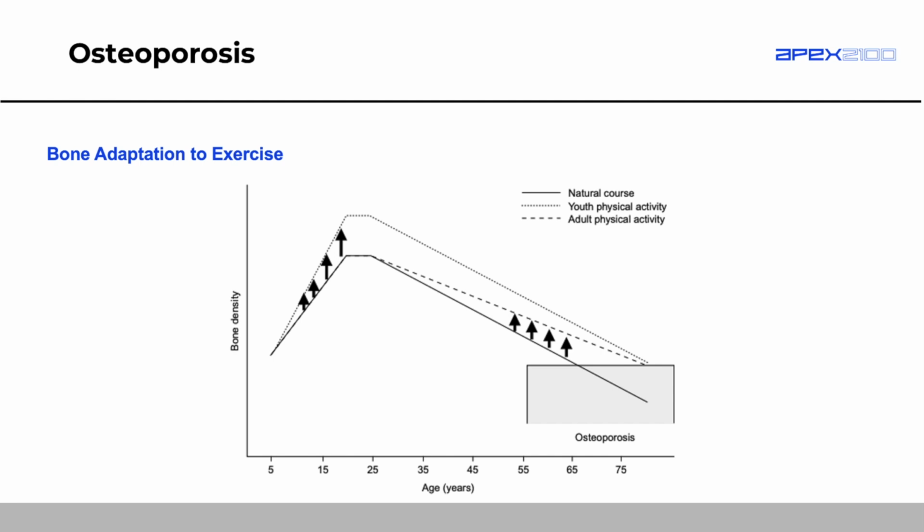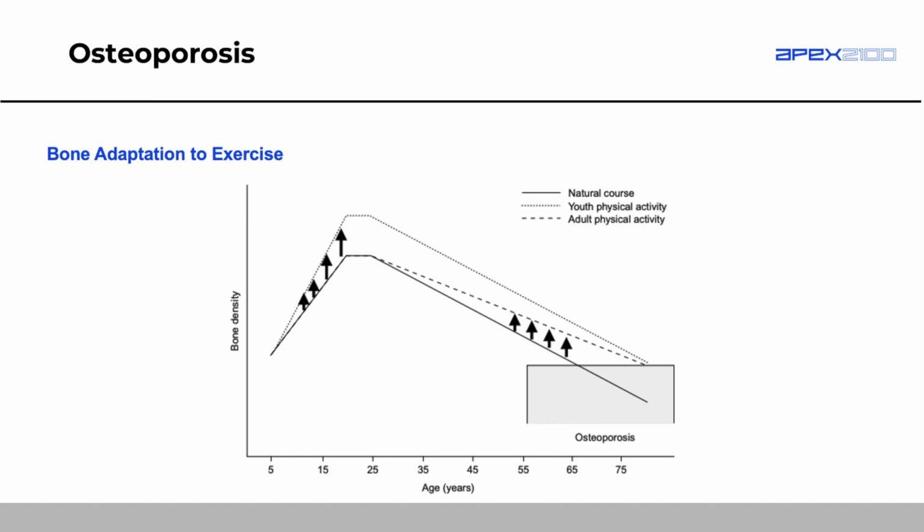So again, here we see the typical sort of bone adaptation across the lifespan. In the solid line, we have the average trajectory, so we've got that normal increase in childhood and adolescence, we've got that peak bone mass occurring in the 20s, and then a gradual decline in older age that can lead to osteoporosis as we get quite old. So if we implement appropriate exercise in adolescence, we can significantly bump up that peak bone mass and therefore reduce the risk of fracture later in life.